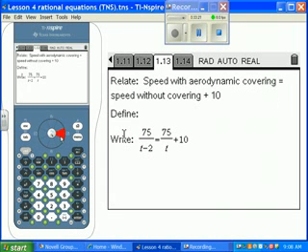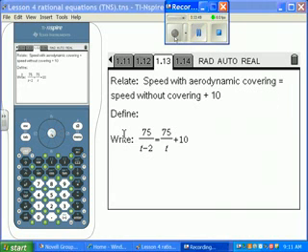Speed with aerodynamic coverage equals speed without coverage plus time. So here's my equation. T stands for time, so what you're going to do is solve this out. Now look at the right-hand side of this equation. What do I need to do before I can start? Common denominator, which is going to be t. So what's that numerator going to become? 10t. So you're going to have 75 plus 10t over t. Cross multiply and solve. Go ahead and give that a shot.